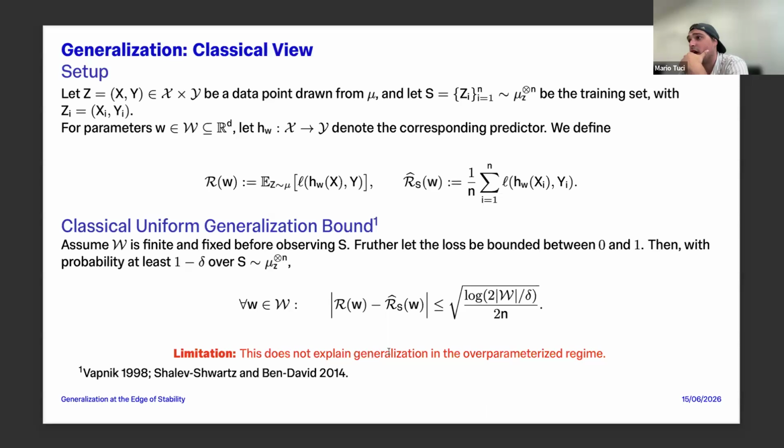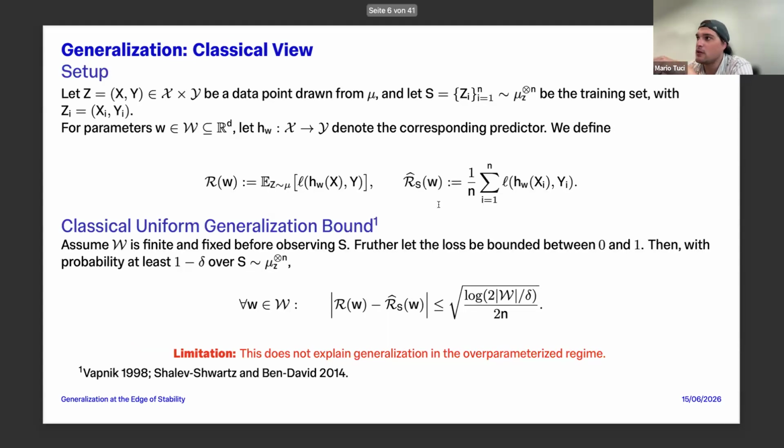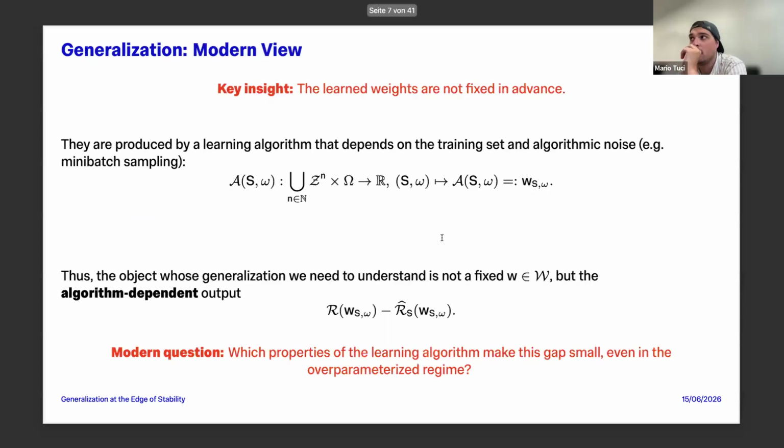So how can we explain generalization in an over-parameterized regime? That is what is studied now in the modern view of learning theory. The key insight, what is different now, is that the learned weights, which parameterize your function class, are not fixed in advance. They come from a learning algorithm. The theorem before is completely agnostic to the learning algorithm. It basically holds for everything, so that can't be true. We somehow have to incorporate the algorithm. So the classical view is wrong in the over-parameterized regime.